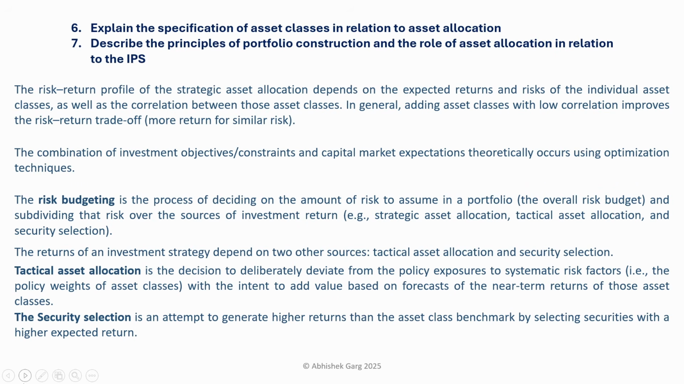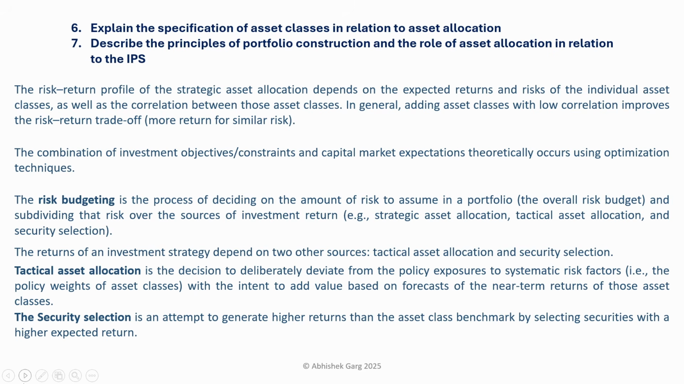Risk budgeting is basically the process of deciding how much risk to assume in a portfolio, that is your overall risk budget, and then subdividing that risk over the sources of investment returns. Like how much of the risk should come from this asset class, how much of the risk should come from deviations from the asset allocation, how much risk should come from this particular security.